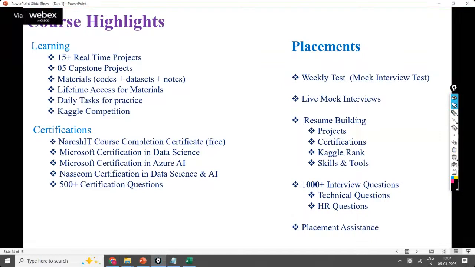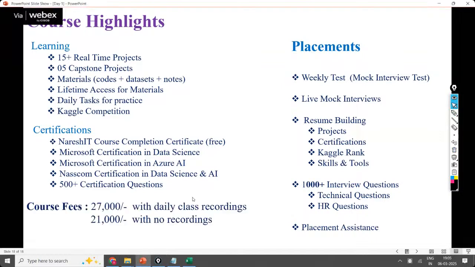And finally, coming to the last point, the course fee is 27,000 with class recordings. These class recordings will not be uploaded in the drive, because the drive is open for every student. The people who have paid exclusively for the recordings will get them separately. And without recordings, it is 21,000.